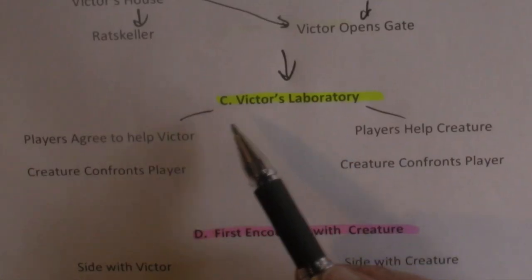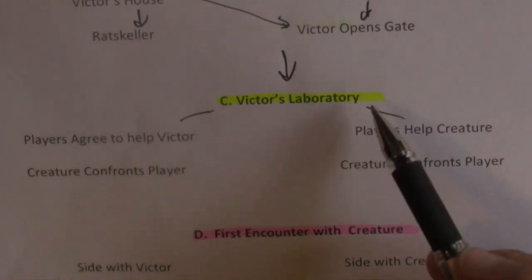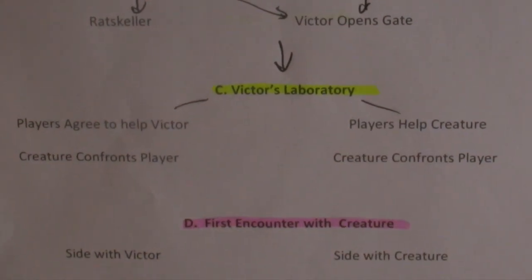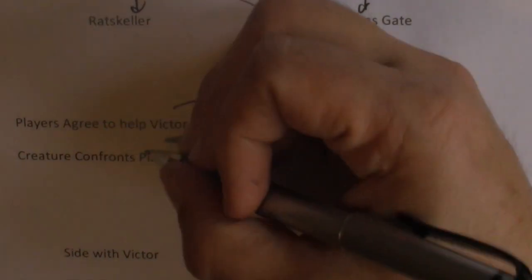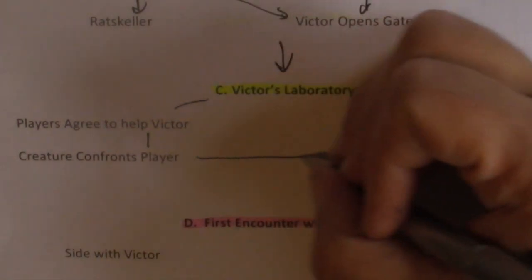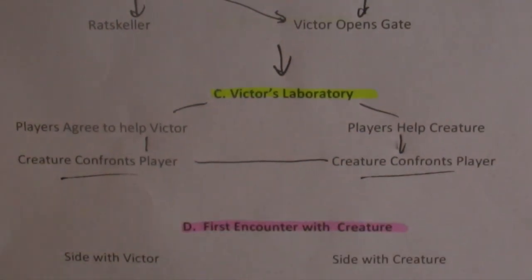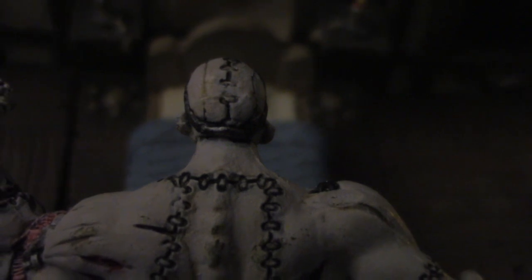So now the players can do two things. They can either help Victor or they can help the creature. It depends. They may think that Victor is the monster. And that's one of the interesting things about the scenario. No matter what they do, they're going to end up with this encounter, right? Where the creature is going to confront the player. The creature is going to surprise one of the players while they're sleeping, clamp its hand over their mouth, and will tell its side of the story.